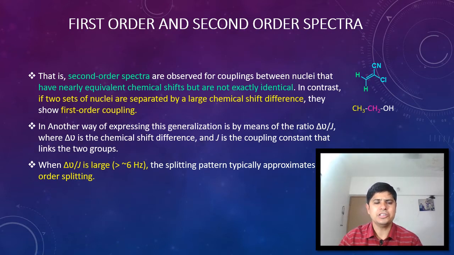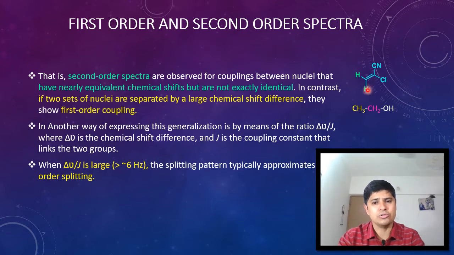In continuation of the last slide, we can say that second order spectra are observed for couplings between nuclei that have nearly equivalent chemical shift but are not exactly identical. Suppose, for example, we take alpha chloroacrylonitrile. It has two protons, and these two protons are geminal coupling partners of each other.